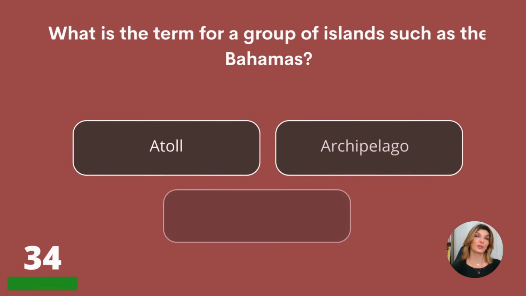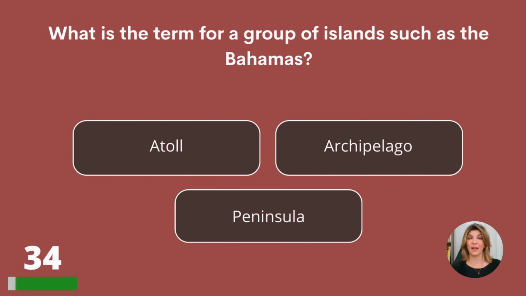What is the term for a group of islands such as the Bahamas? Atoll, archipelago, or peninsula?